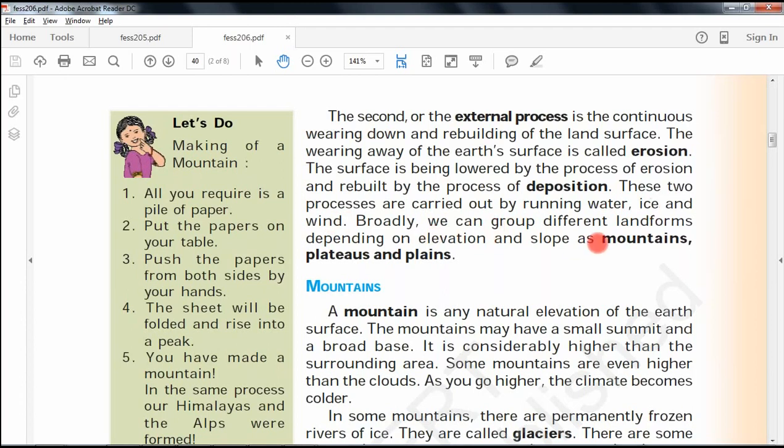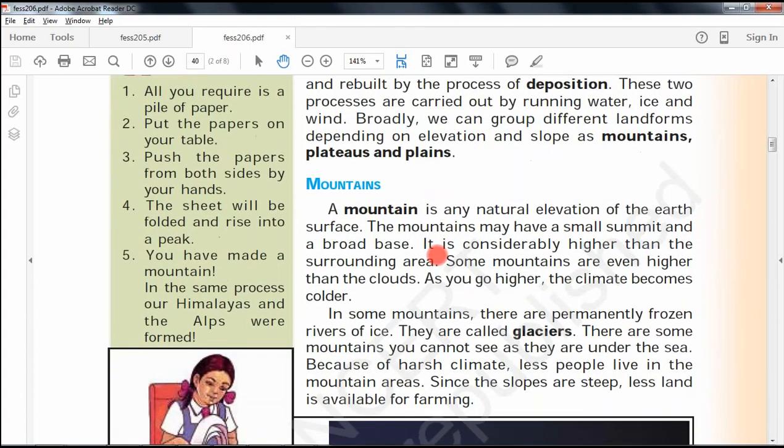So we can group different landforms depending on elevation and slope. The characteristics are elevation, that is height, and slope. So these different landforms are mountains, plateaus, and plains. Let's discuss about these landforms.